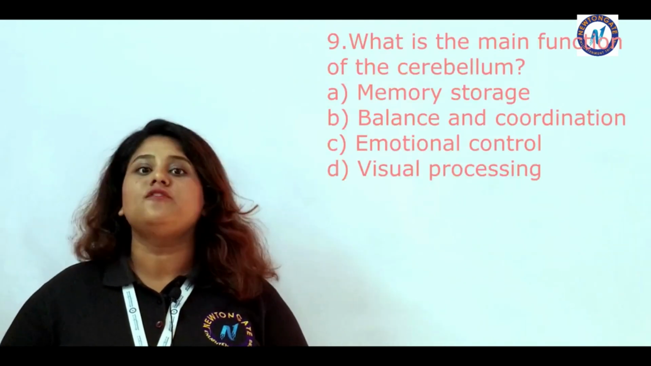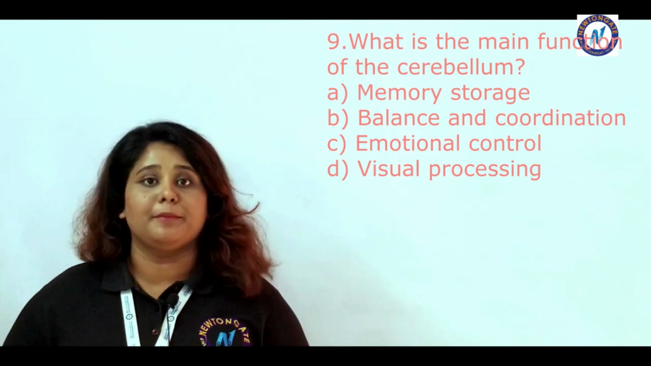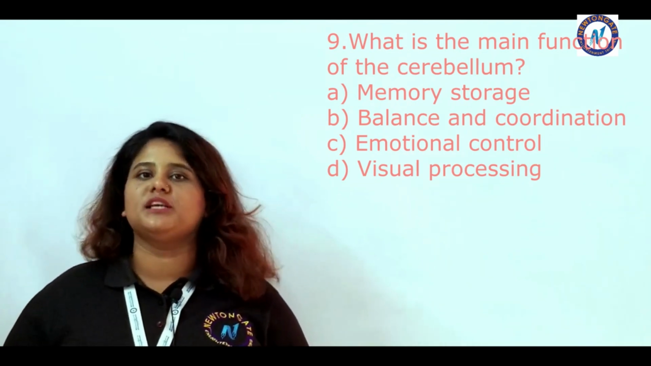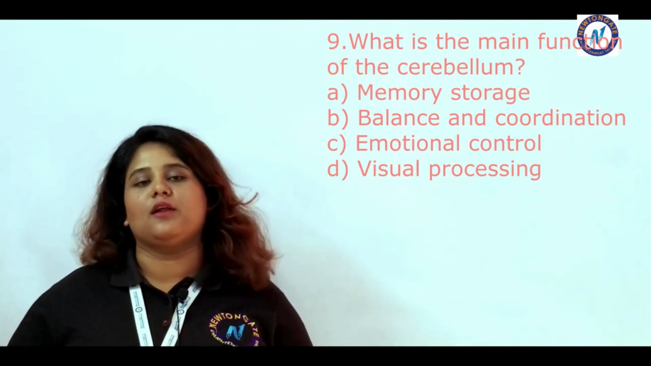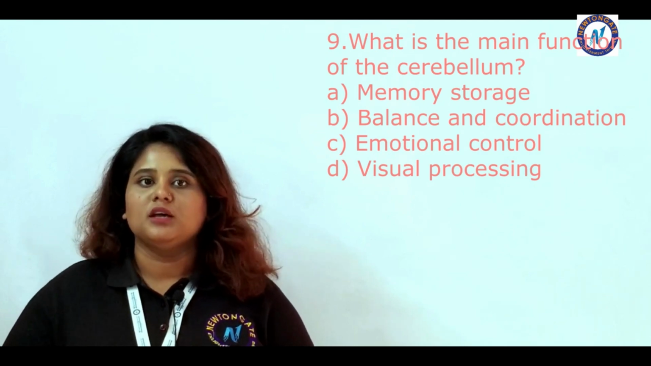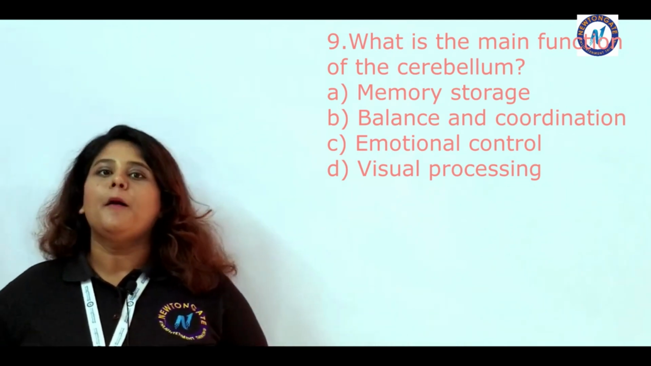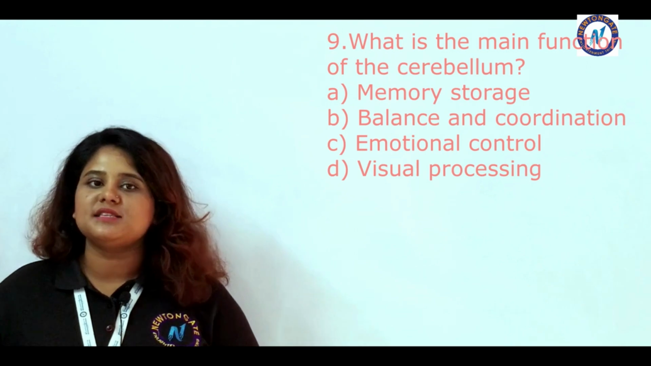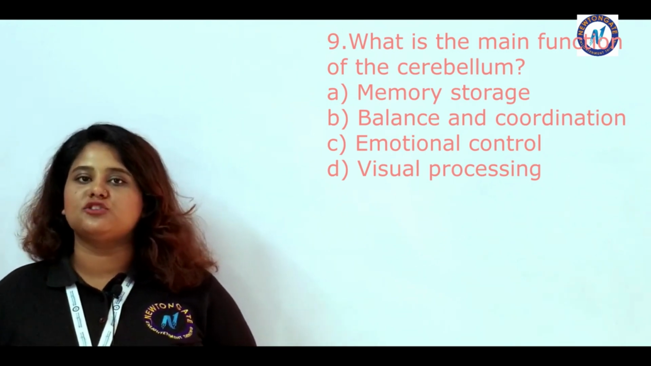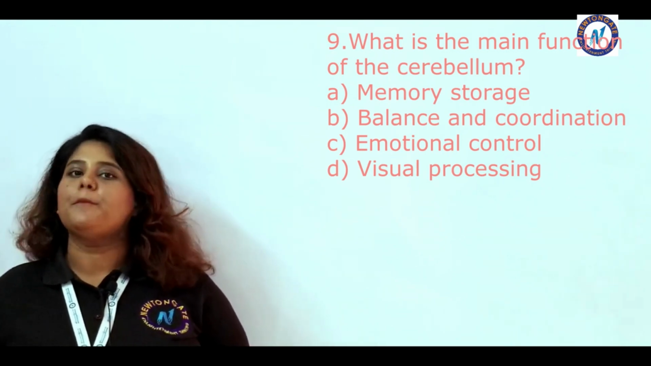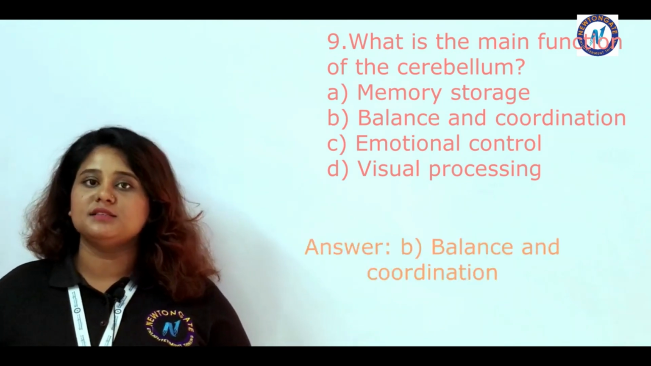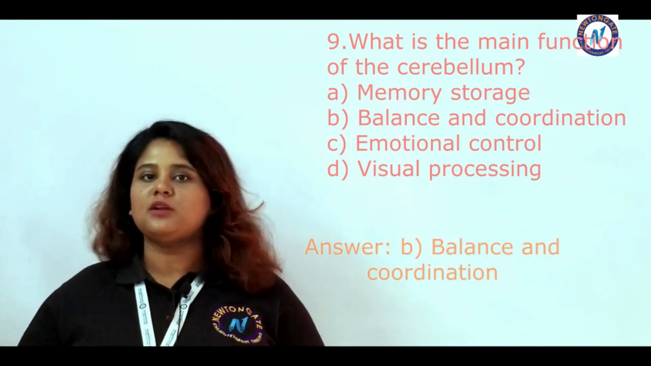We come to the next question, that is our ninth question. Ninth question says, what is the main function of cerebellum? The options are memory storage, balance and coordination, emotional control, and also visual processing. And the answer is balance and coordination.